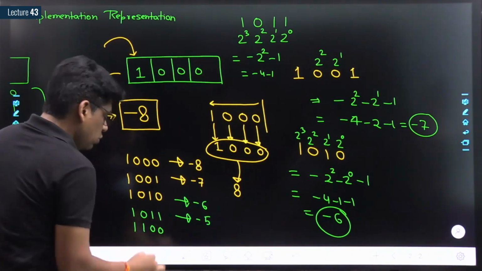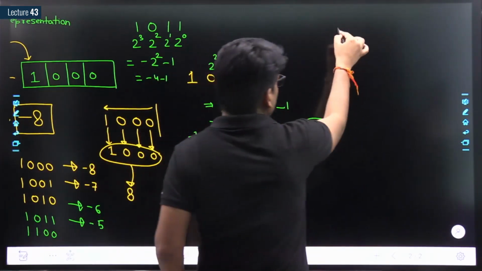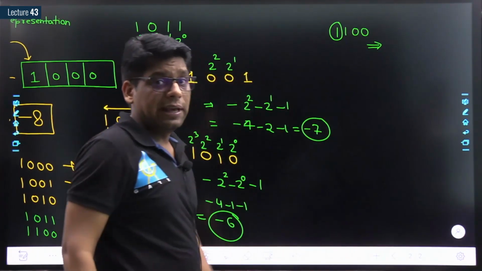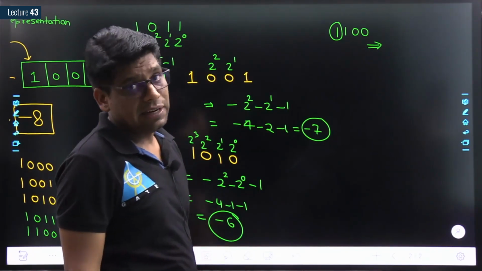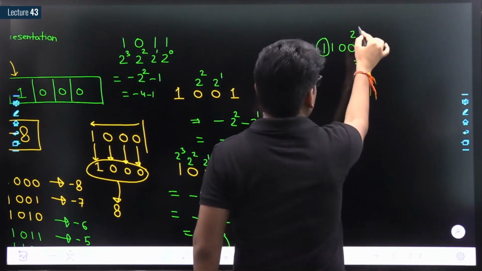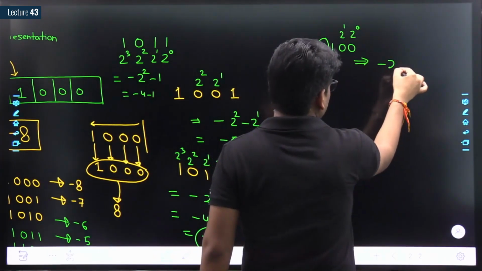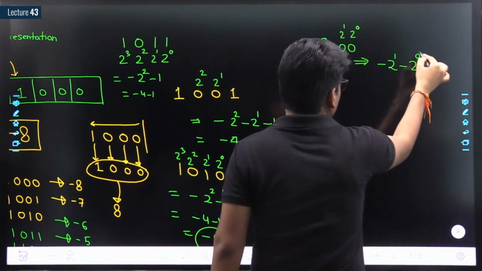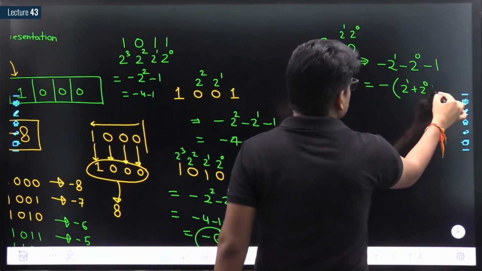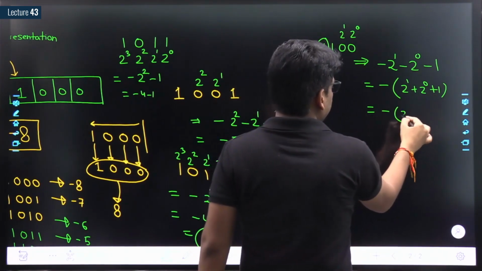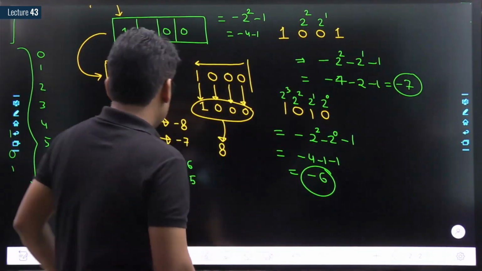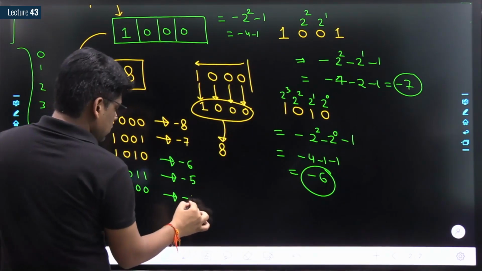Sir, let us finish this. 1, 1, 0, 0. Is it in 2's complement? Yes. This first bit, the MSB, will tell the computer that this is a negative number. Sir, can we directly compute? Yes, focus on zeros. It is 2 to the power 0, 2 to the power 1. So what is my answer? Minus 2 to the power 1, minus 2 to the power 0 and extra minus 1. So minus 2 plus 1 plus 1, that means minus 4.